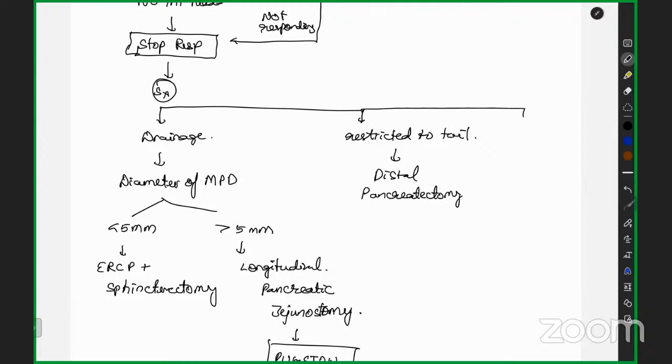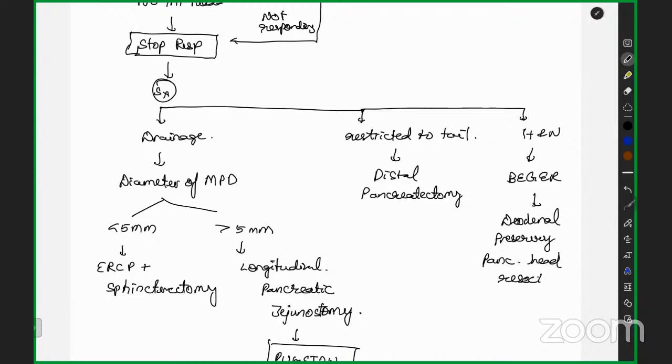Or if the disease is going to be present in the head and neck also, then you're going to do a Beger's procedure. What is Beger's procedure? Duodenum-preserving pancreatic head resection. You're going to perform a duodenum-preserving pancreatic head resection.